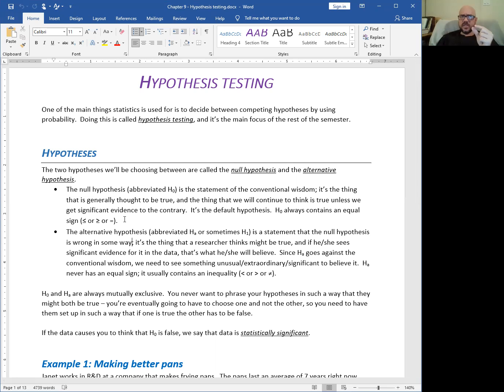And again, the null hypothesis is the default. The alternative hypothesis is what we choose if we see something weird, or weird is not exactly the right word, if we see strong evidence that our default is wrong, basically.